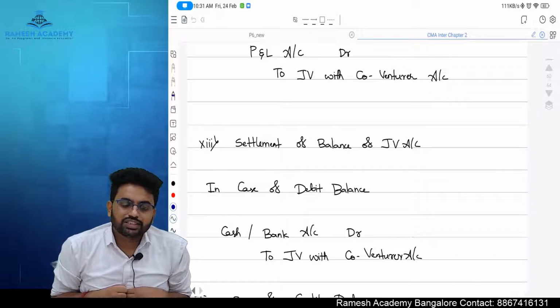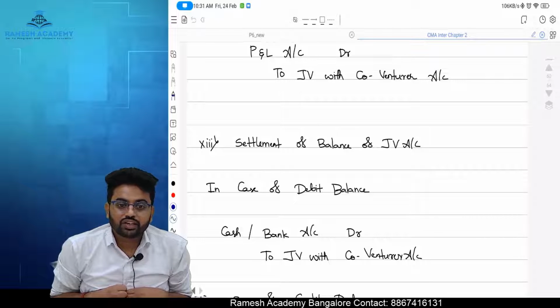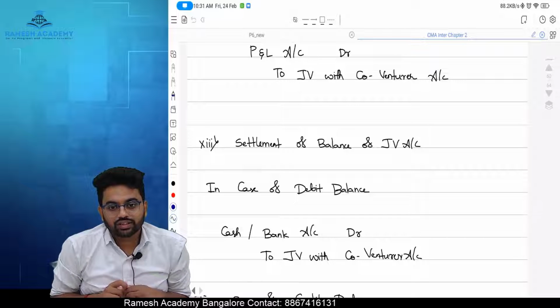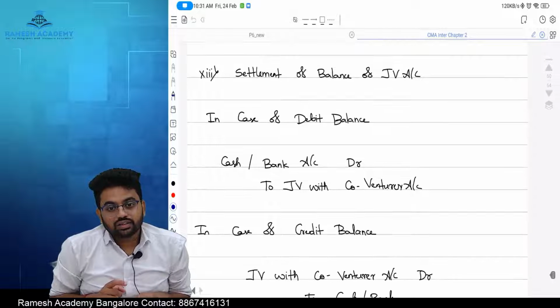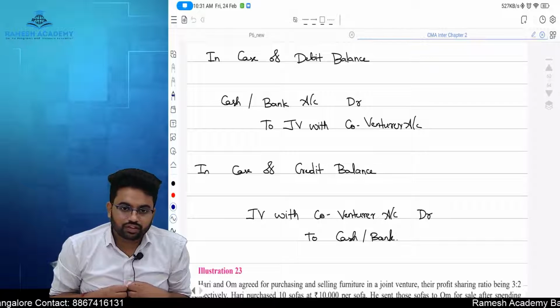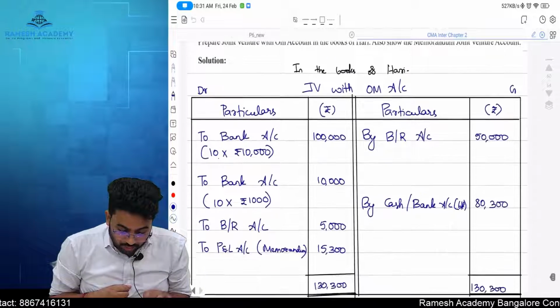Sir, but is the balance in joint venture a profit or loss now? In this case, it's not. Why? Profit or loss is computed using a memorandum joint venture account, not a joint venture with co-venture account. So the entry will be, in case of credit balance, we have to pay: joint venture with co-venture account debit to cash or bank account.